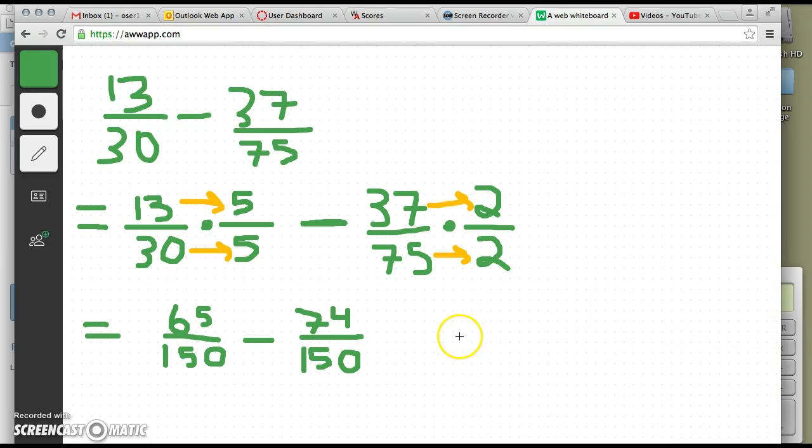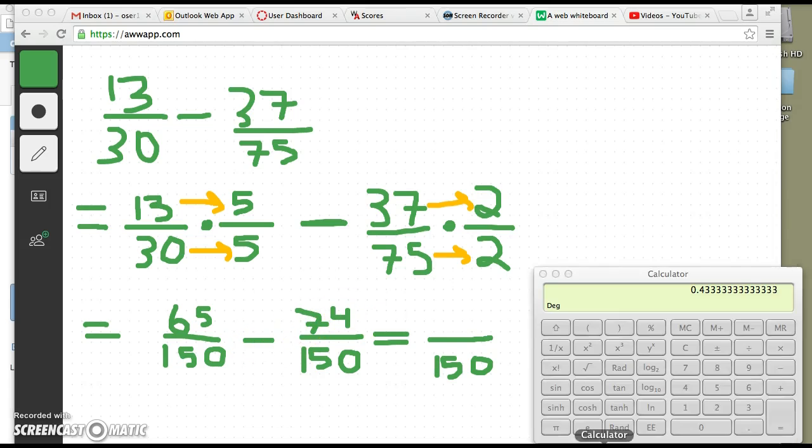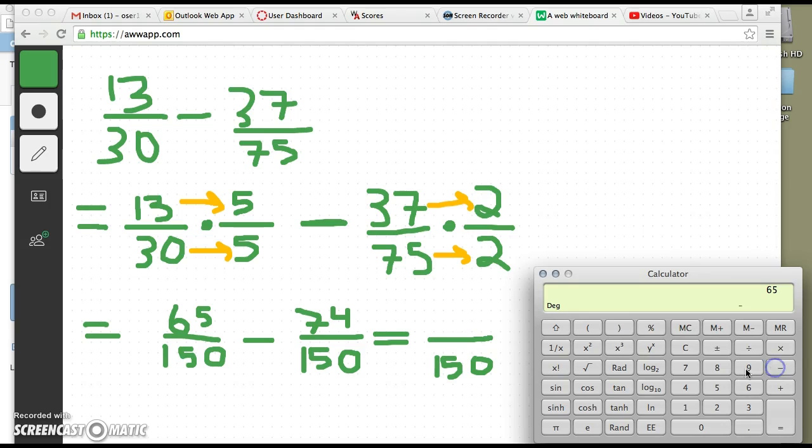So, moving on, we are now ready to subtract. We've obtained our common denominator of 150. Once you are ready to add or subtract, because you've obtained your common denominator, your answer to any addition or subtraction problem, for fractions at least, is always going to have that common denominator. So in this case, we're going to have this common denominator of 150. We only add or subtract the numerators. So in this case, we'll be subtracting our two numerators, 65 minus 74. That is negative 9.